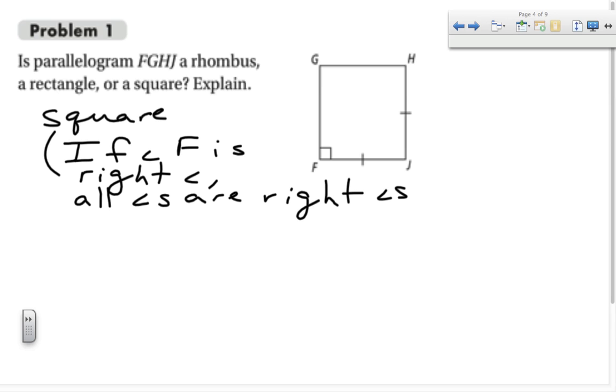What else did you notice, Haley? Right, I know that since FJ and HJ are congruent, and I already know that this is a parallelogram, I can use that to conclude that all of the sides are congruent.